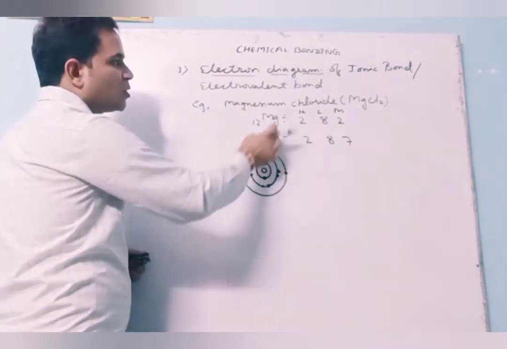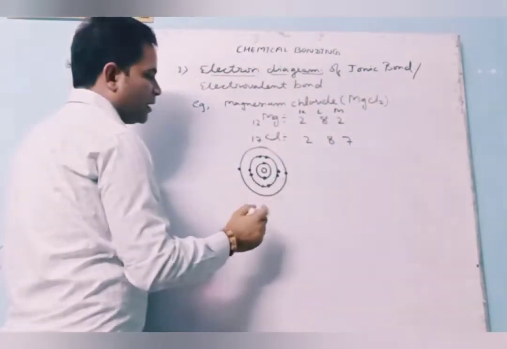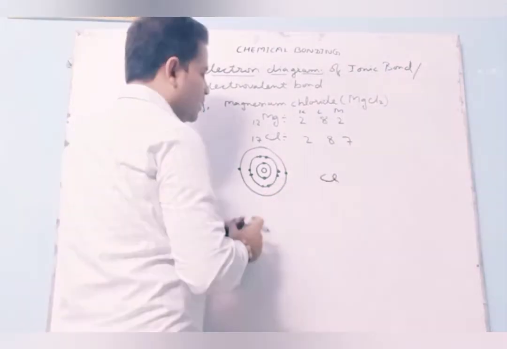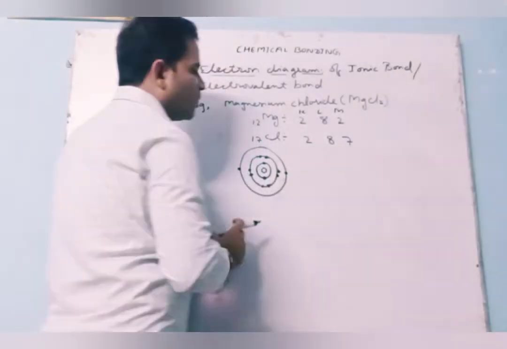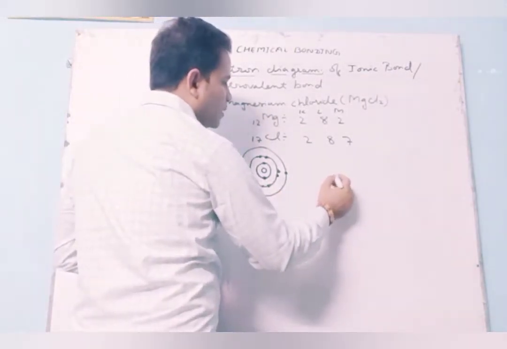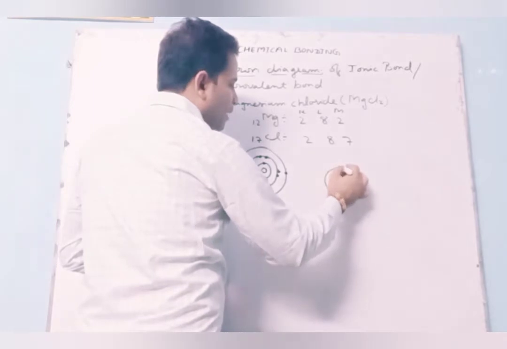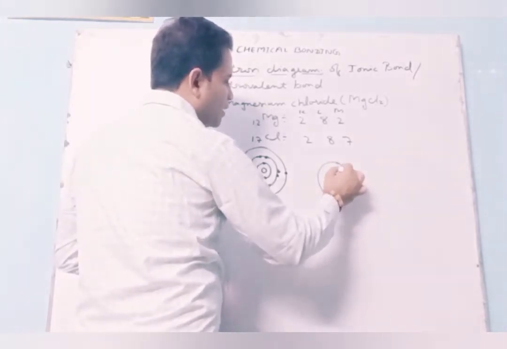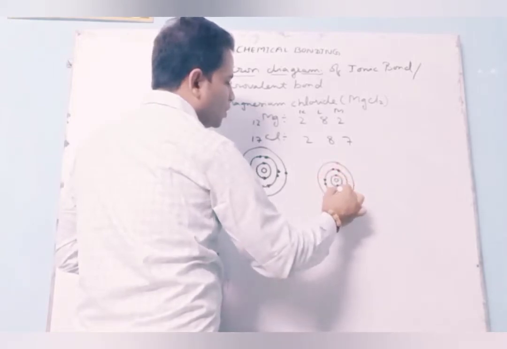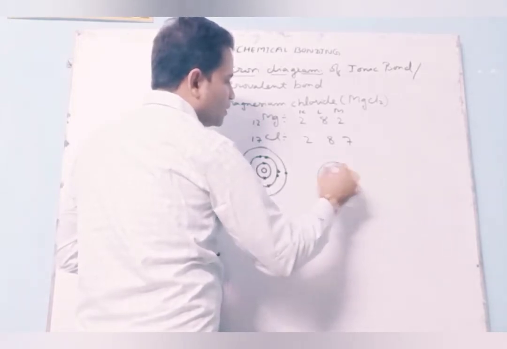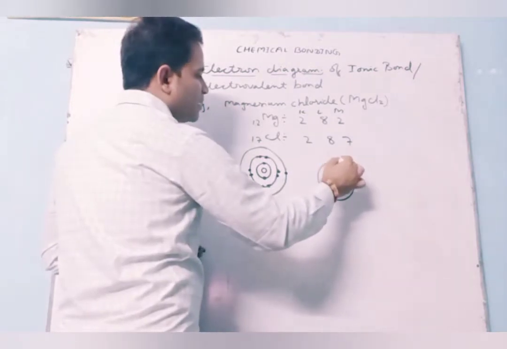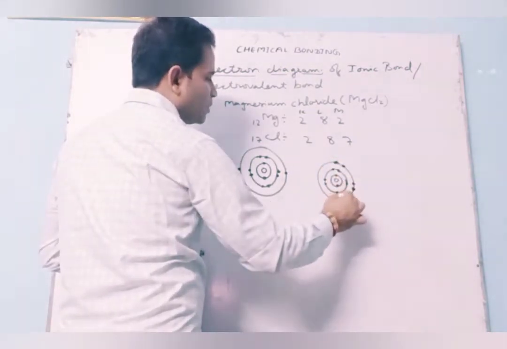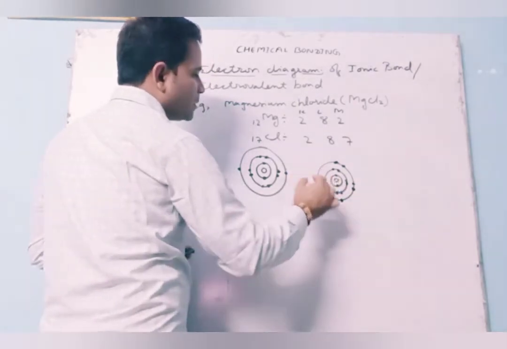Now next one, chlorine. How much chlorine here? 2 atoms of chlorine here. So you write chlorine here in the form of orbits: 2, 8, 7. Here the 2 electrons, 2, 4, 6 and 8. And now this one is what? 7 electrons. 2, 4, 6, 1, 7.